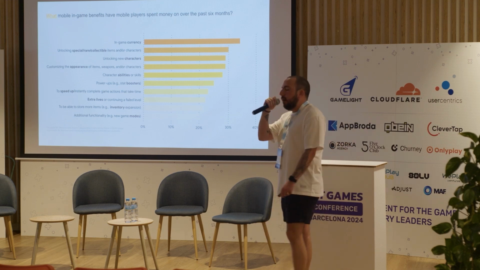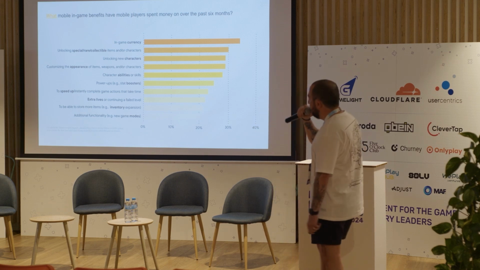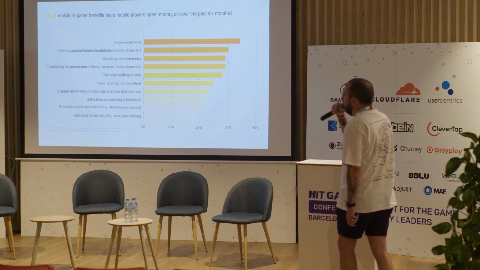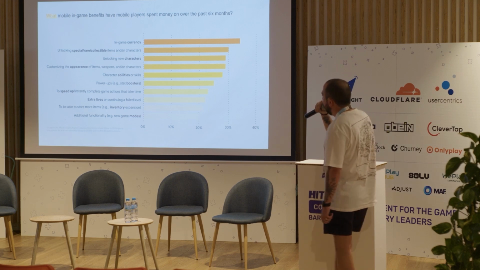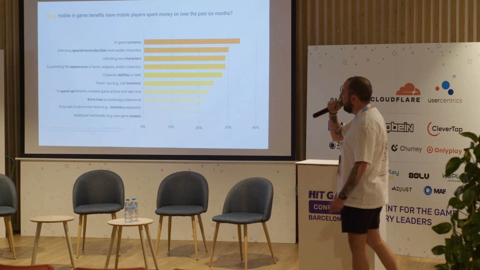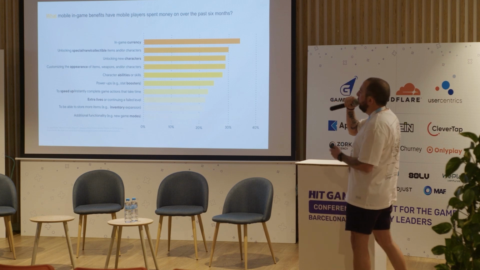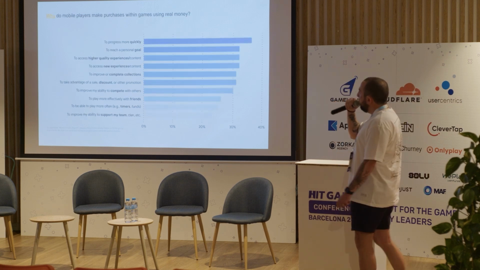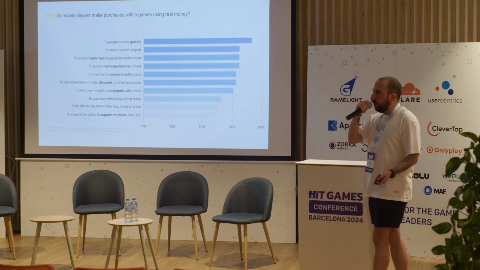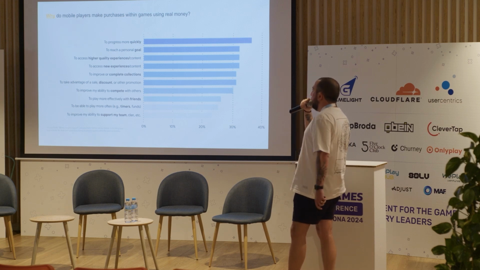So this is the data that we have as Google on what people buy in general within your games. We have the in-game currency, that's number one. People generally tend to buy in-game currencies. And then comes special rare collectibles, unlocking new characters, and customizing appearances of items and character abilities, etc. And this is why, actually. So that's the two important questions, what and why. So what and why is the most important two questions.